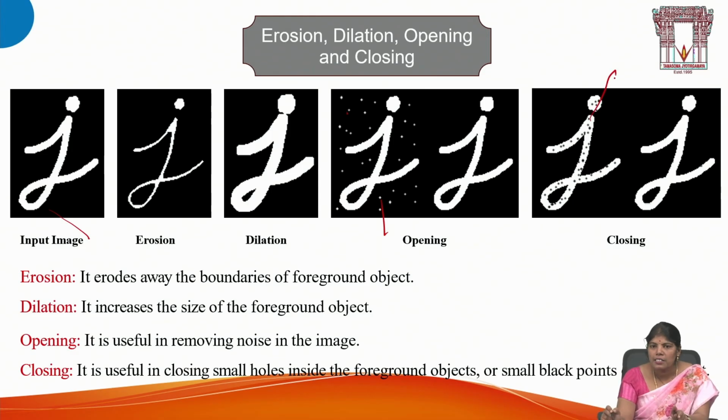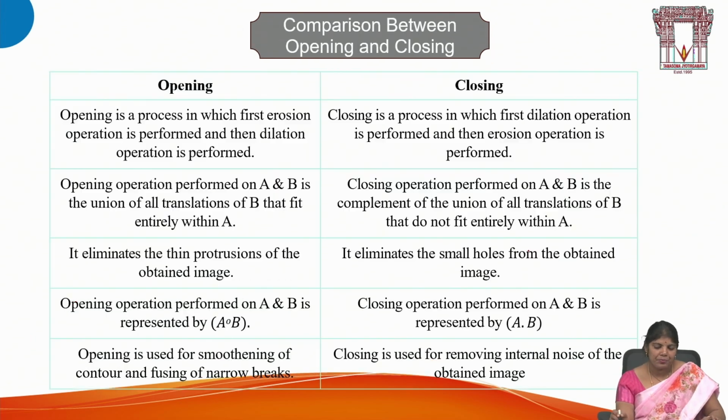So these are some slight differences between opening and closing. When the noise is removed in the entire image, you can apply the opening operation. If the noise is present in the object, you can apply the closing operation. These are different applications used for different purposes. Now a comparison between the opening and closing. Opening is a process where first the erosion operation is performed, then the dilation operation. And closing is a process where first the dilation operation is performed, then the erosion operation is performed.